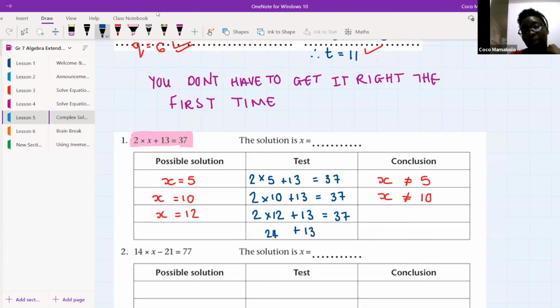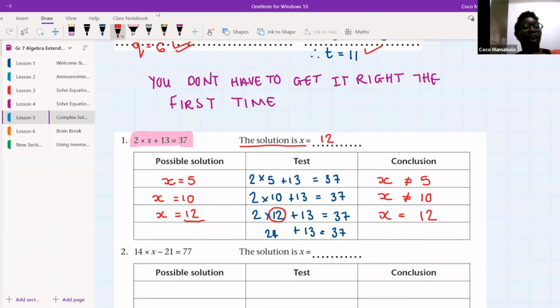24 plus 13. How much is 24 plus 13? 35. Ooh, count again. 36. It's 37. So what do we know? What can we conclude? That X is equal to 37? Not 37. What did we replace X with? X is equal to 12. So my X is going to be equal to 12. So the solution is equal to 12.